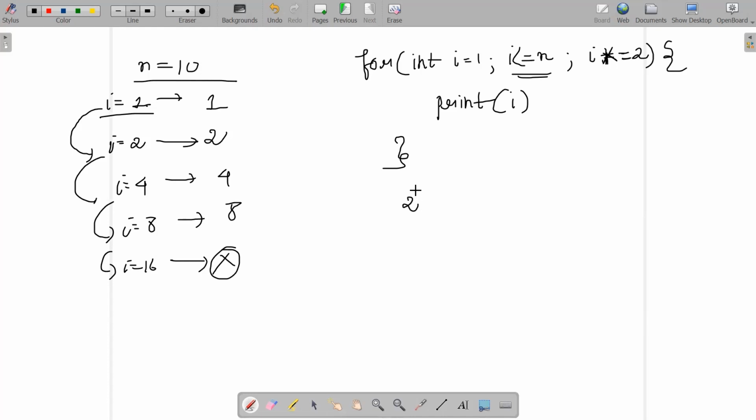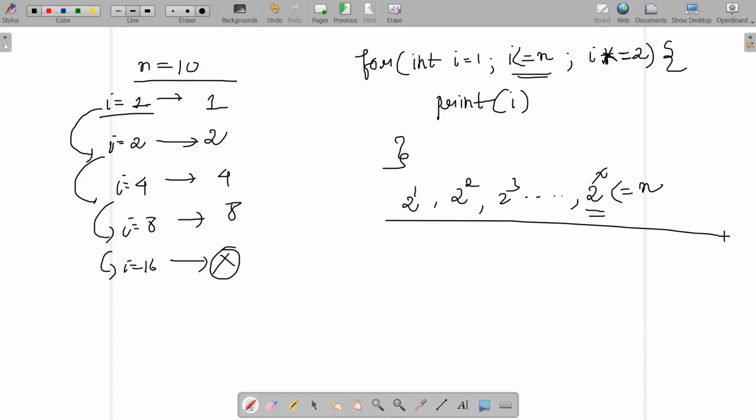First it ran for 2 to the power 1. Then it ran for 2 to the power square. Then 2 cube. So based upon the value of n, it's going to run for some power of 2 to the x. Am I correct? And this power should be the last power of 2 that should be lesser than or equal to n. Am I correct? This is how the sequence we are running for I.